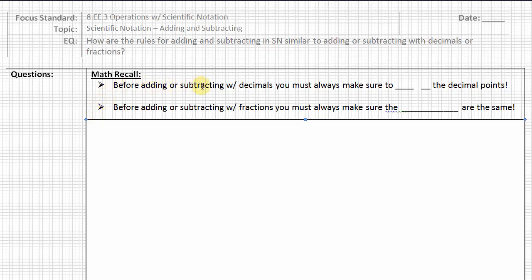Before adding or subtracting with decimals, you must always make sure to blank blank the decimal points. Before adding or subtracting with fractions, you must always make sure the blank are the same. So what do we have to remember when adding or subtracting decimals or fractions?